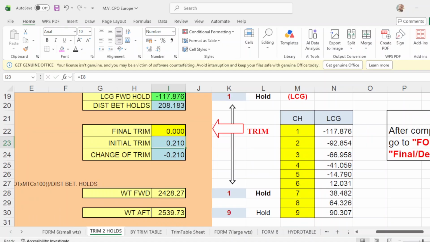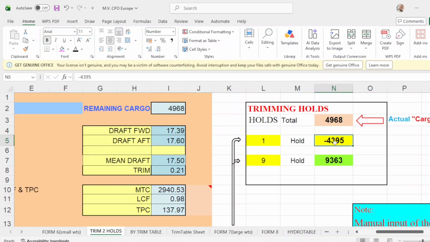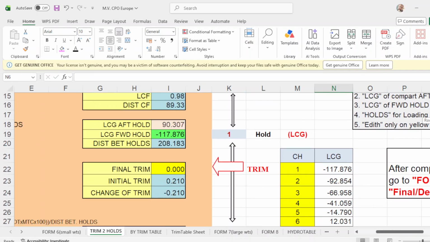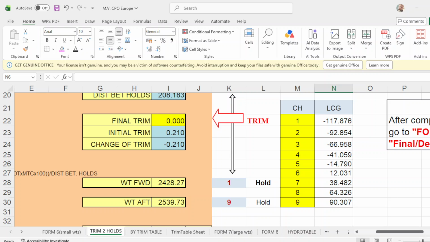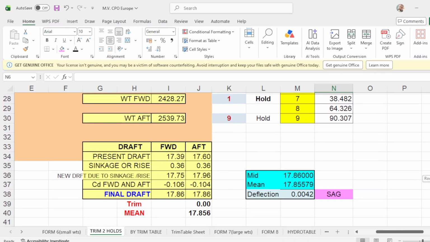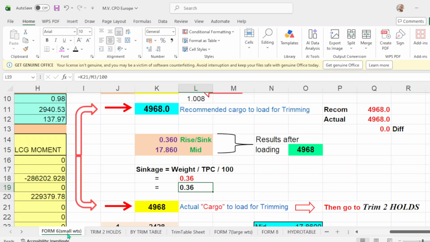Number 1, you should load 2428. So put here 2428. Then number 9 will be 2540. And your departure drop would be forward 1786, aft 1786, and your deflection is 0. Okay? That will be program number 2. This is program number 1.